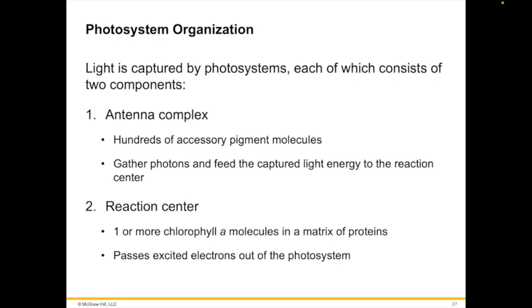A photosystem thus consists of two closely linked components: an antenna complex of hundreds of pigment molecules that gather photons and feed the captured light energy to the reaction center, and secondly, a reaction center consisting of one or more chlorophyll a molecules and a matrix of protein that passes excited electrons out of the photosystem.